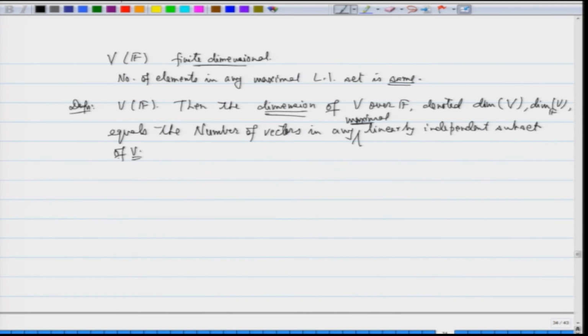Is that okay? Dimension is the number of elements in a maximal linearly independent set, all right? Because what we have seen is that the number of elements in any maximal linearly independent set is the same. So, I can use that number to get my results. Is that okay?